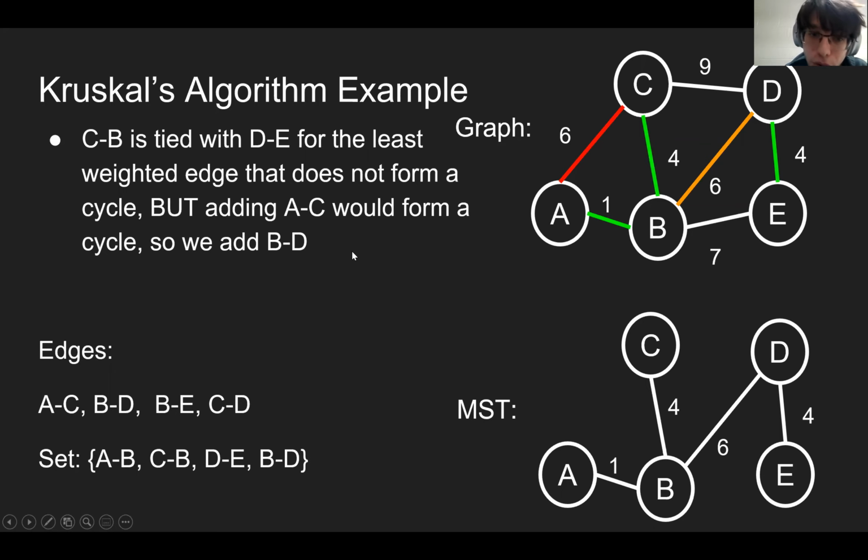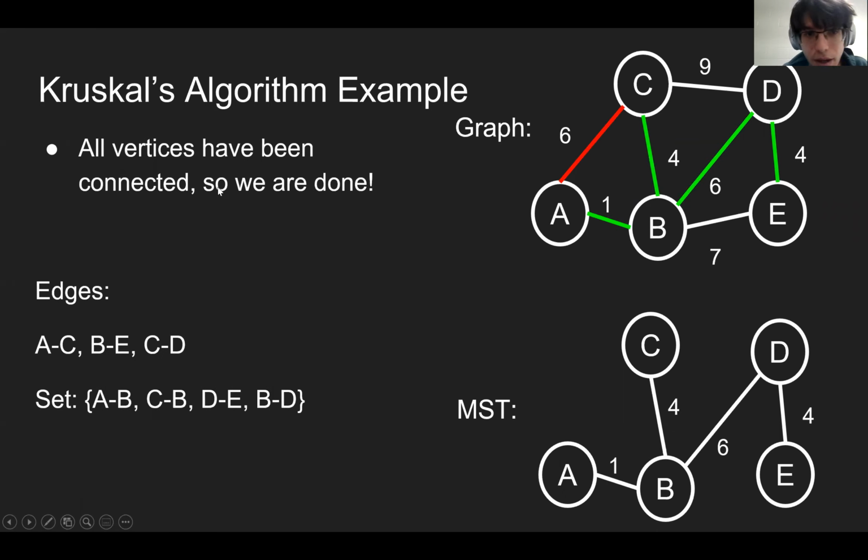Yeah, so we don't add AC, but we do add BD because it's the next one that doesn't form a cycle. And then we look at BE. Well, actually, I think we're already done. We could go through all the rest of them, but all of them are connected, so we don't actually look at the rest of the edges. So we get a connected tree, a minimum spanning tree.